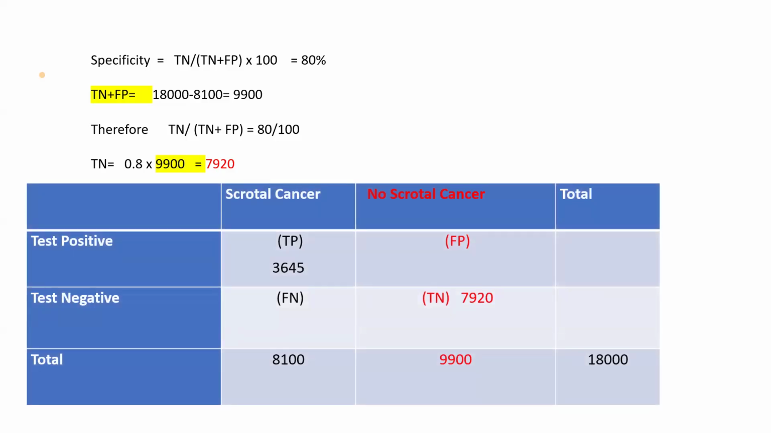We would have calculated firstly the difference between the 18,000 and the 8,100 to give you the total here, 9,900. This total represents FP plus TN. This total we can also put into the formula for specificity, which is TN divided by TN plus FP. 9,900 is equal to TN plus FP. Hence, in calculating TN, we got 7,920, and this is now populated on our table. Good?